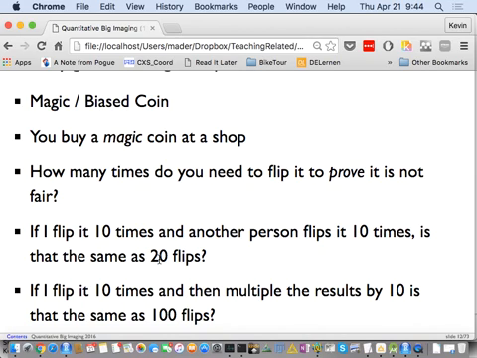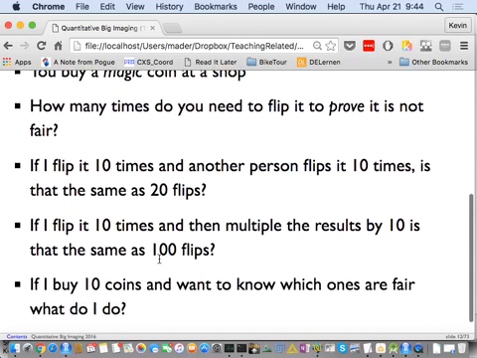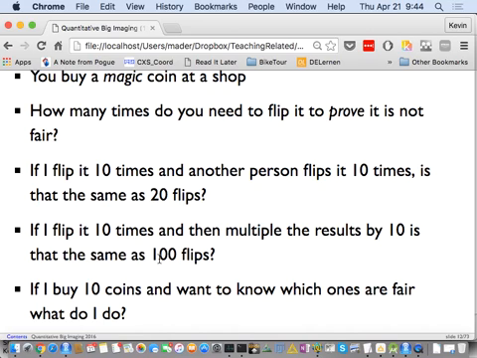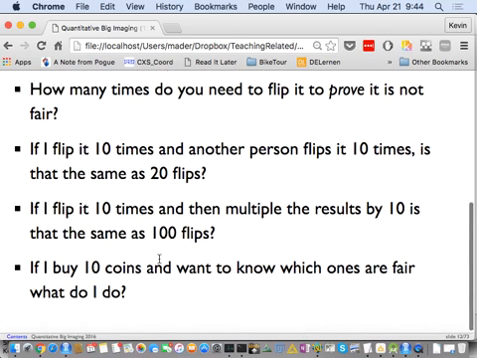And so when you assume each flip is a random independent event, multiplying your results by 10 completely kills this assumption. And so it's not at all the same as 100 flips, and you can't do it that way. So if you buy 10 coins and want to know which ones are fair, what's the approach that you have to take?